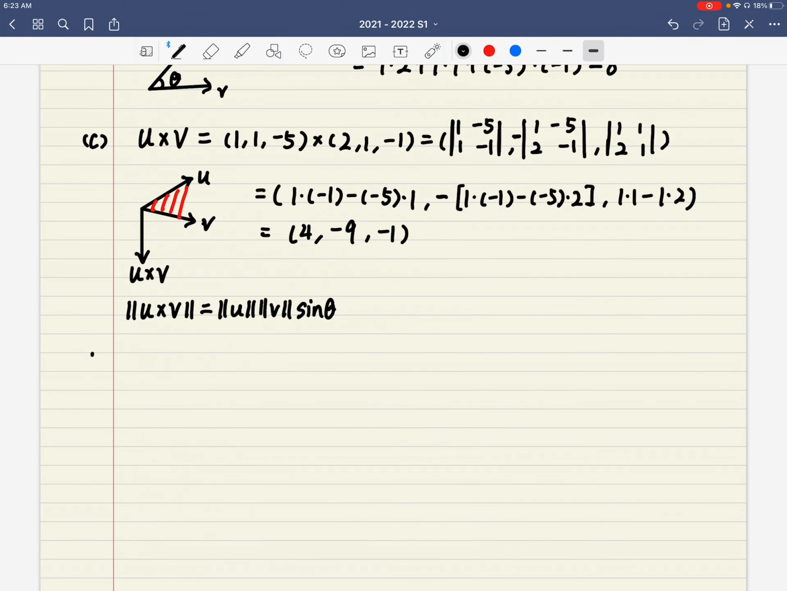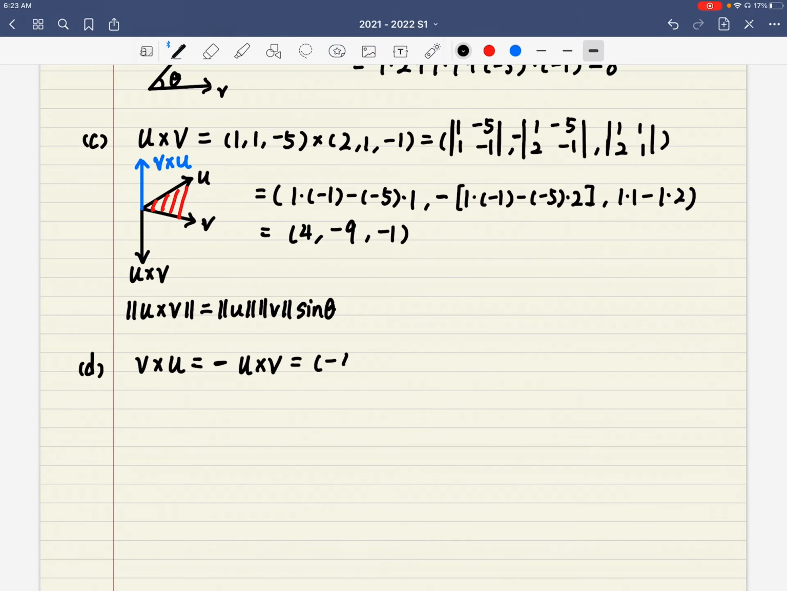Okay, and part D, what is V cross U? V cross U, you can use the same formula, right? But here we have a very easy property. V cross U is just -U cross V. Because both are perpendicular to both U and V, and the only difference between them is their direction. They are in the opposite direction. So here you can immediately write down the answer. It's -4, 9, and 1.